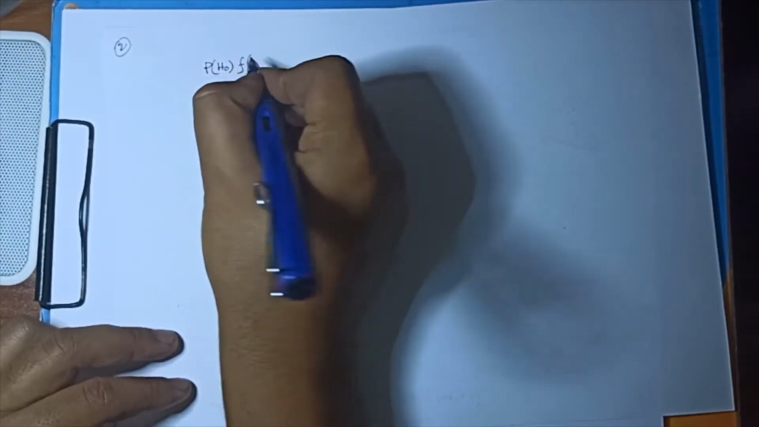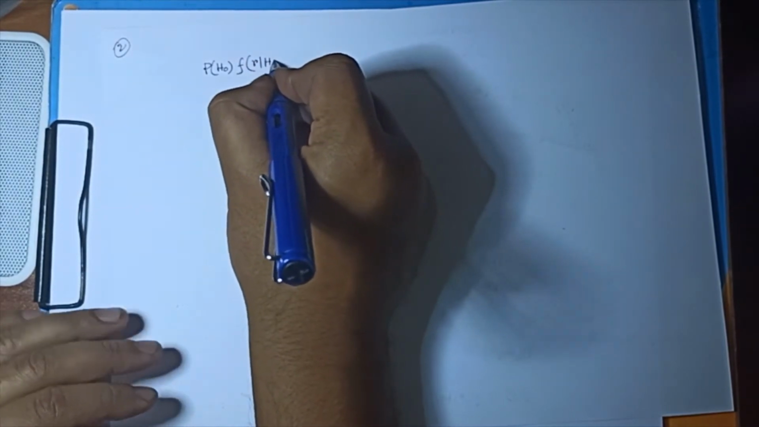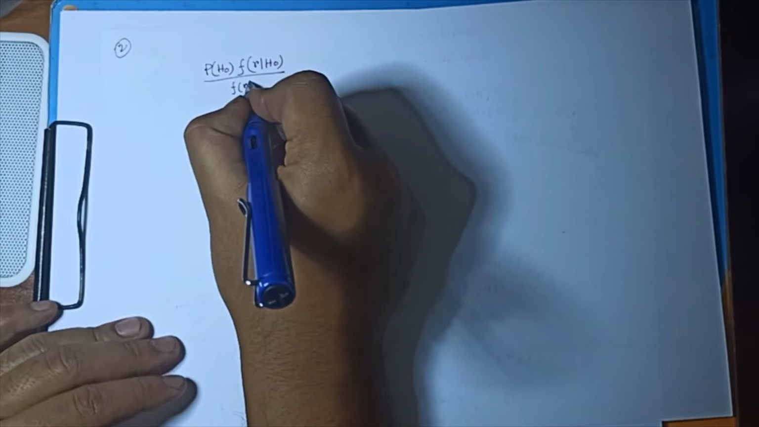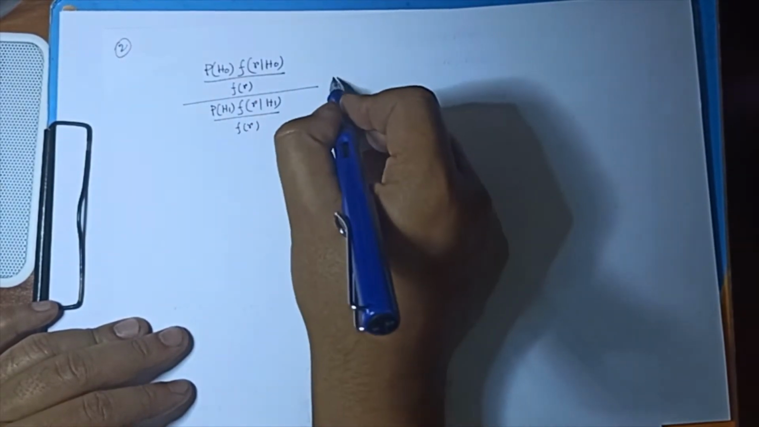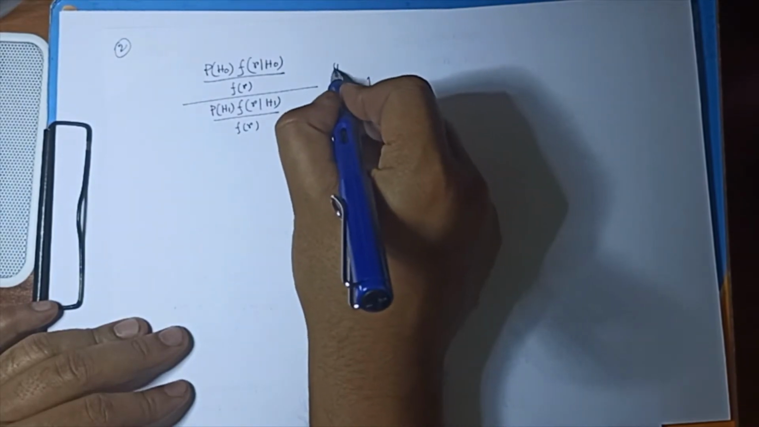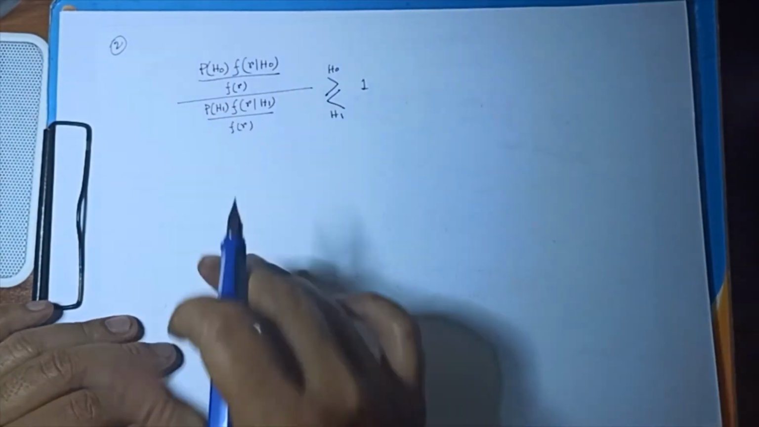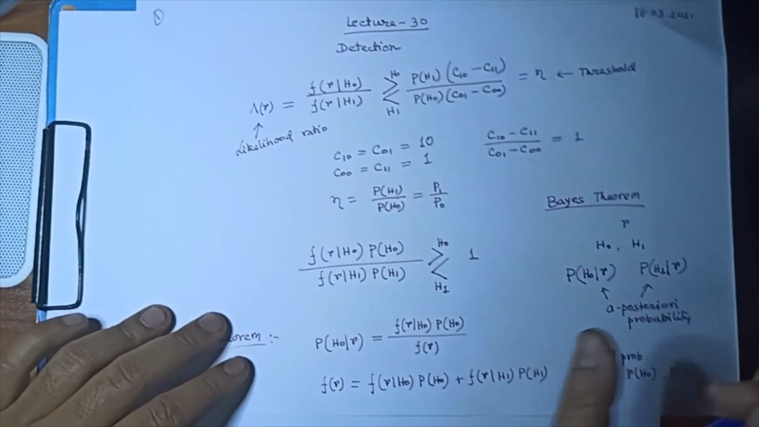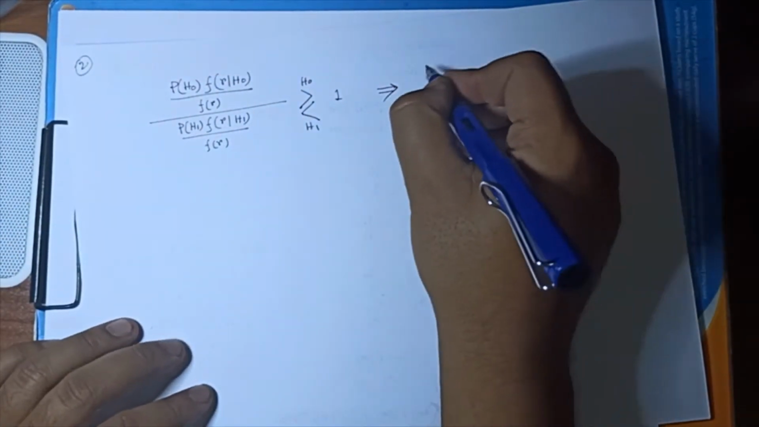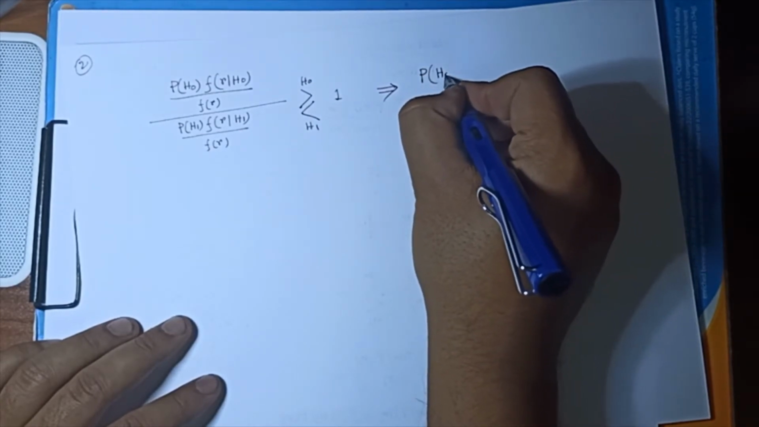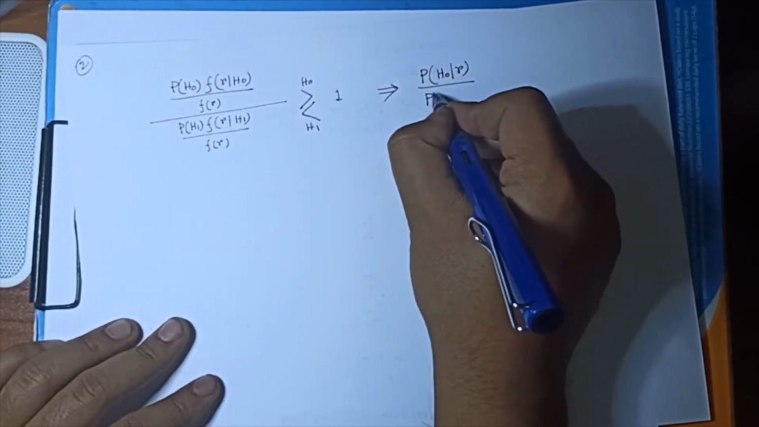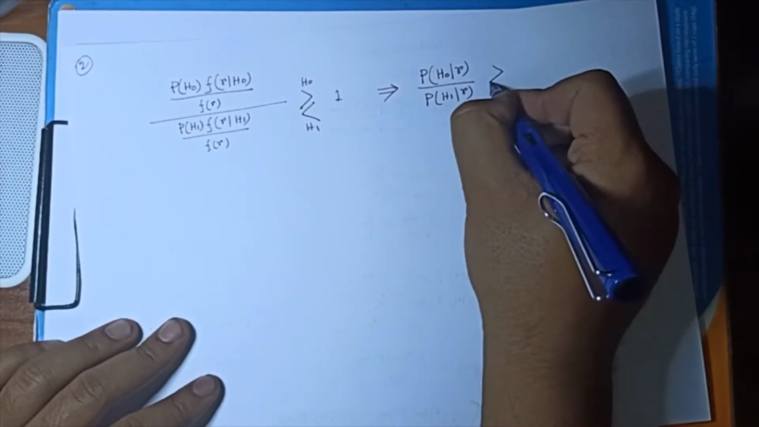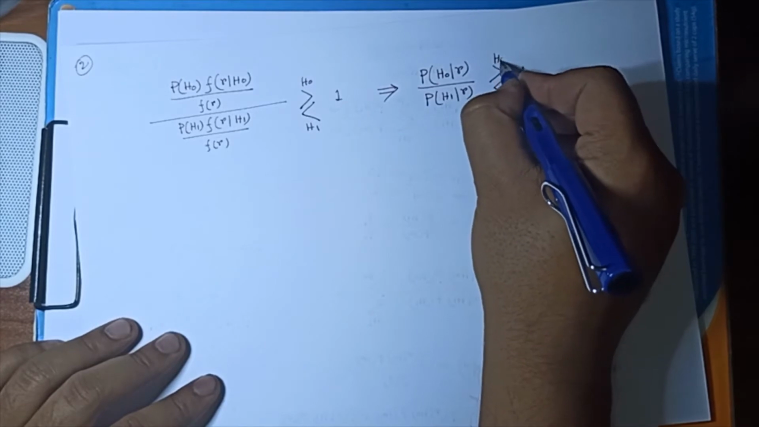So I am getting probability of H0 into f of r given H0 divided by f of r, divided by probability of H1 into f of r given H1 divided by f of r. So this is what you are doing, and here it is H0, here it is H1. Bayes theorem says that ratio is basically the posterior probability. So what you are getting is basically probability of H0 given r divided by probability of H1 given r, and you are choosing whether it is greater than 1 or not.